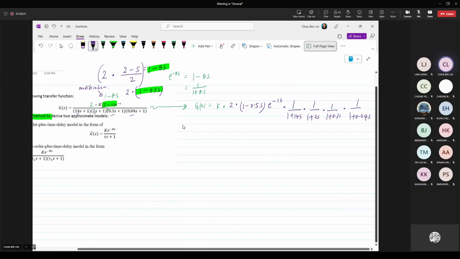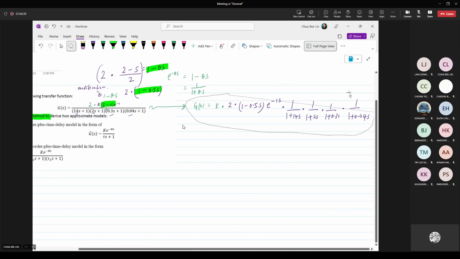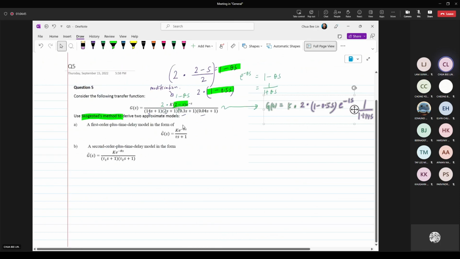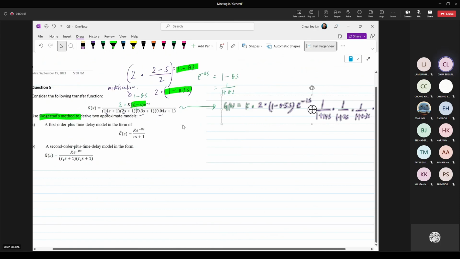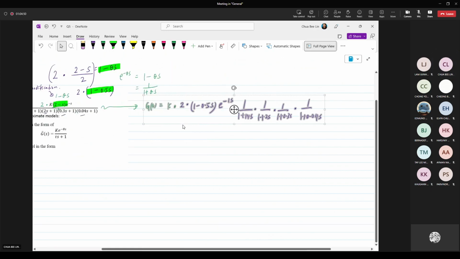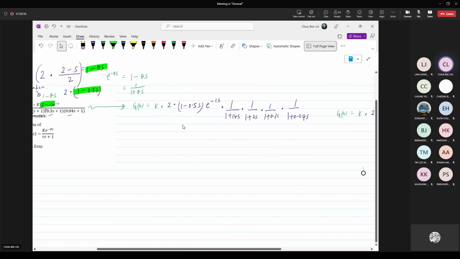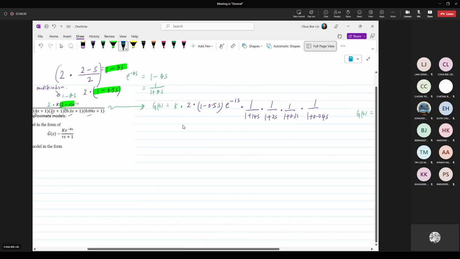Okay, so once you have this, I will need to use this one later for second time. So I will just copy first. So I need to use for first order and also the second order. Okay, so I'll copy here this one. Okay, so now it is first order plus time delay, means first order plus time delay equivalent to ke negative theta s over tau s plus 1, and they ask you to use the half rule.